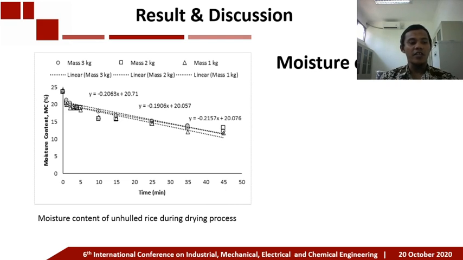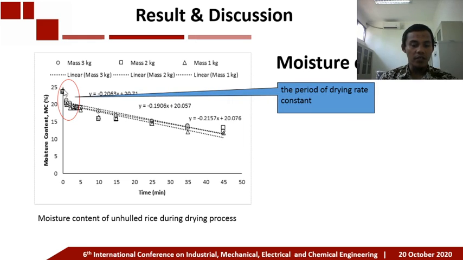And in general, there are two stages in the drying process. That is the period of constant drying rate. We can see here, this is the period of constant drying rate, and then the period of decreasing drying rate. This figure shows that there is a constant drying rate in the first 3 minutes of drying, and we can conclude that the larger capacity has larger water content, and the period of decreasing drying rate occurs from the 4th minute until 45 minutes.